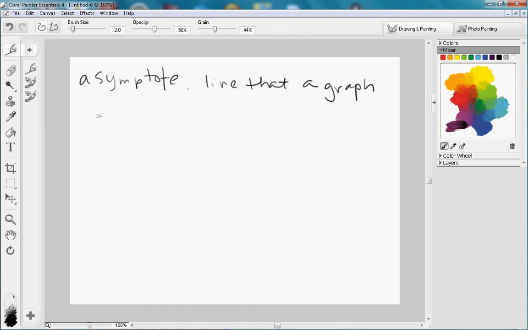Okay, there's actually three kinds of asymptotes. There's vertical, there's horizontal, and there's slant asymptotes. Yeah, which I think I focused on, kind of slant. Those are the weird ones, the crazy ones.